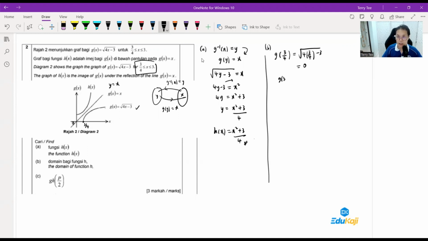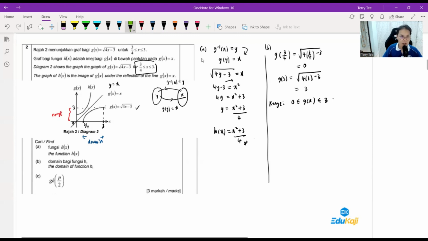When you put 3 inside, you get square root of 4 times 3 minus 3, 12 minus 3 is 9, square root of 9 is 3. That means my Y value is 3. That means we know for G(x), your range for G(x) is between 0 and 3. Okay, so when X is 3, your Y is also 3. You can see from here. So for the original function, this is your domain, and this is your range.